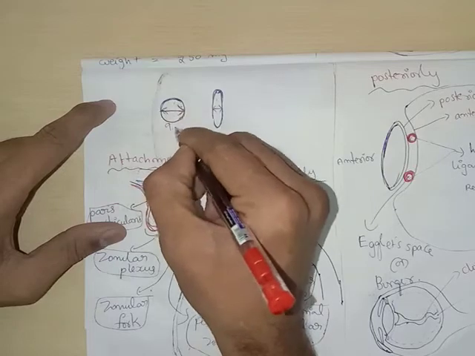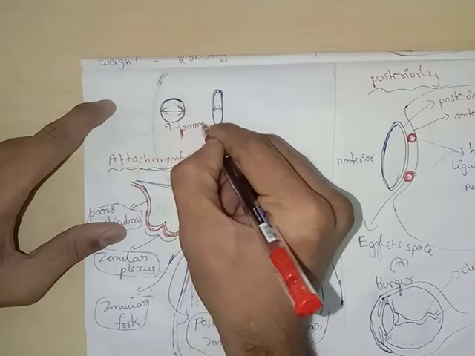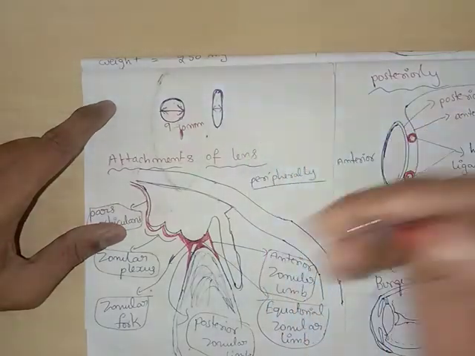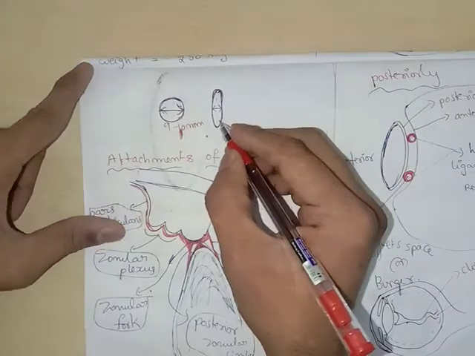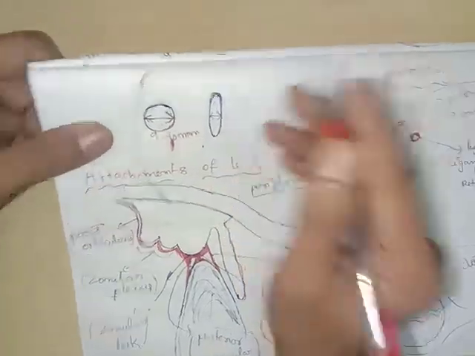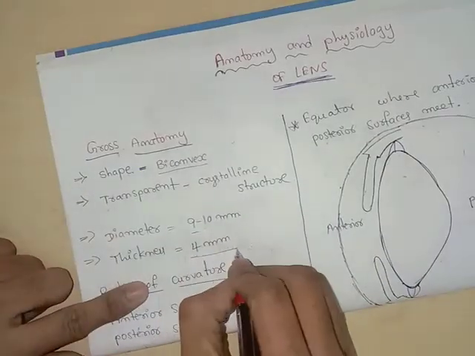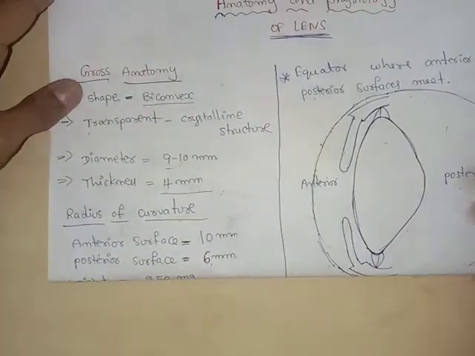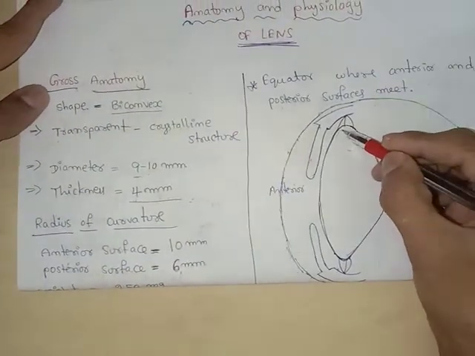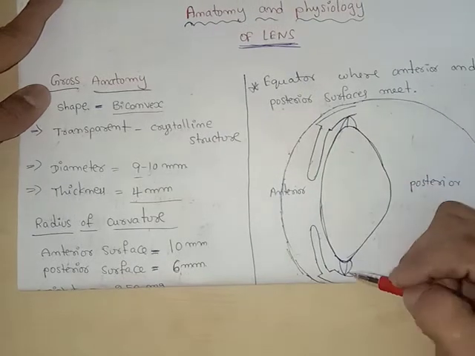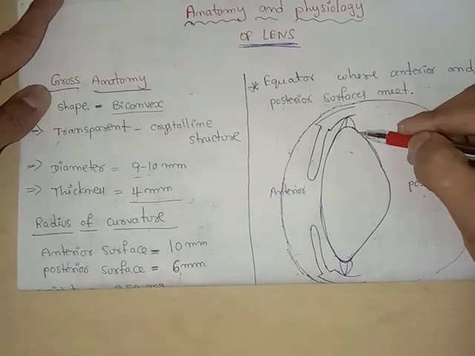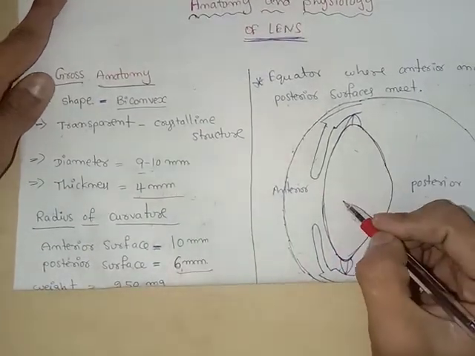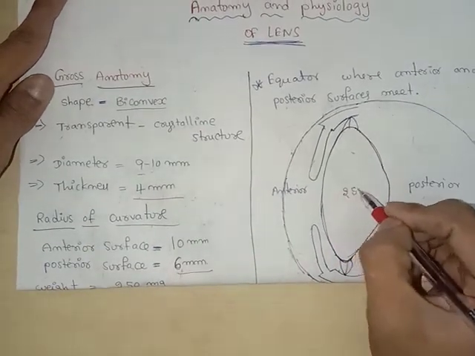This is 9 to 10 mm, and the thickness: if you cut it laterally and look at the lateral side, this is the thickness. How much is it? 4 mm. Now the radius of curvature: the anterior surface is 10 mm, and the posterior surface is 6 mm. Weight is 250 mg.